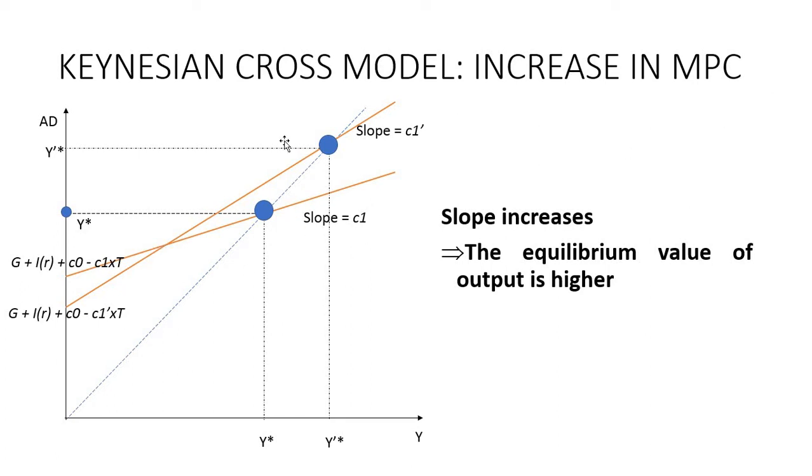So first, the function will become steeper because C1 increases, and an increase in the value of the slope means that the function becomes steeper, and the function will shift down. Because C1 prime is bigger than C1, the value of this expression shall be smaller than the value of this expression. And if the value of the intercept decreases, the function shifts down. So as a result, we have a new equilibrium with a bigger value of output. So as simple as it is.